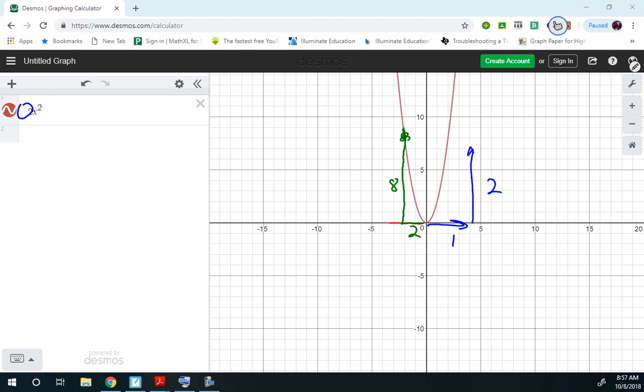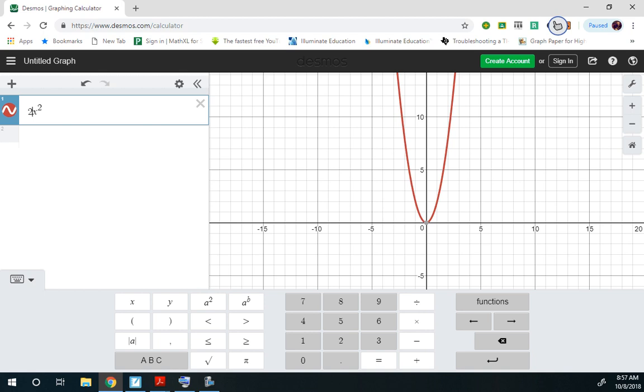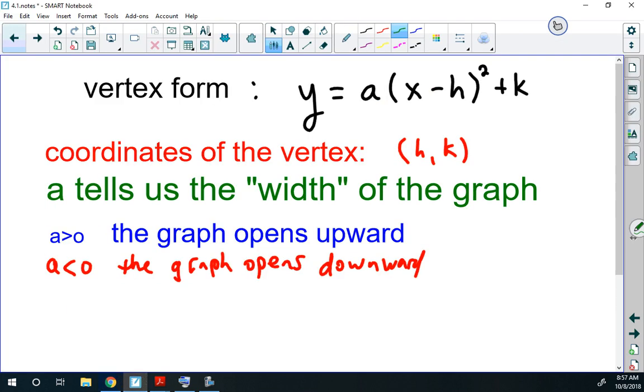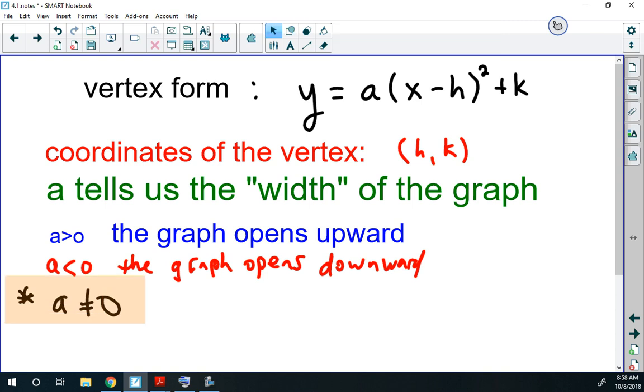Good. Well, what happens if the a value equals 0? What if I put in 0 x squared? What do you think is going to happen? A straight line, a horizontal line actually, right? So we better go back and say something. When we talk about this vertex form, we better say a is not allowed to equal 0. That's important. That's what I call a restriction on the variable. A is not allowed to equal 0, because if it does, we don't have a parabola. We don't have a quadratic function. We have a horizontal line, and those are boring.